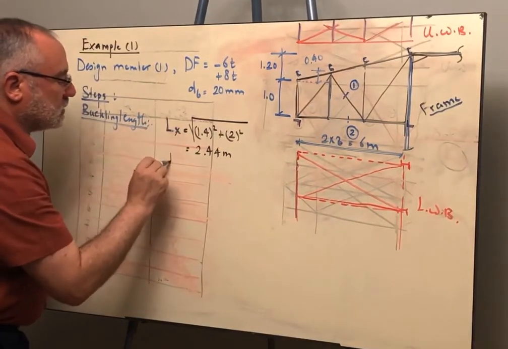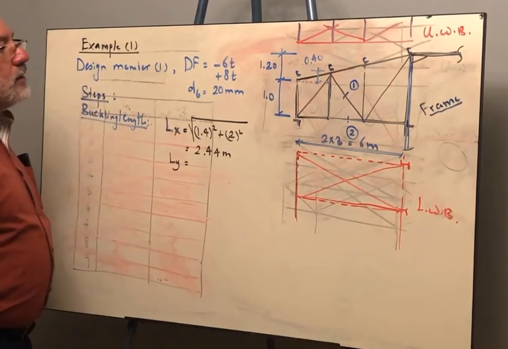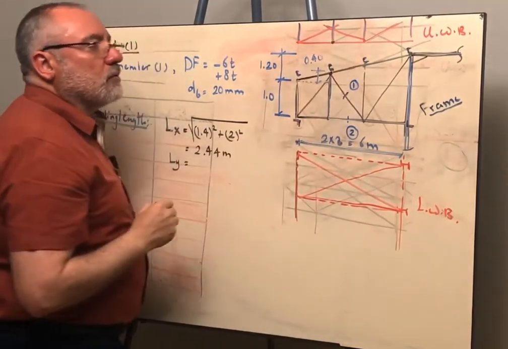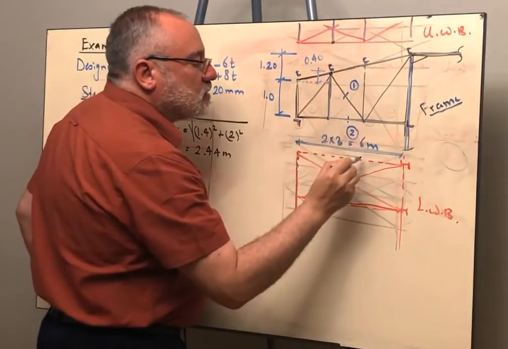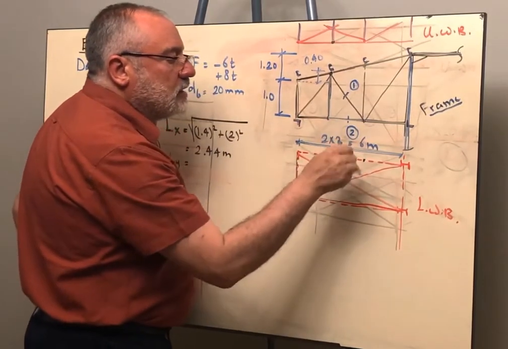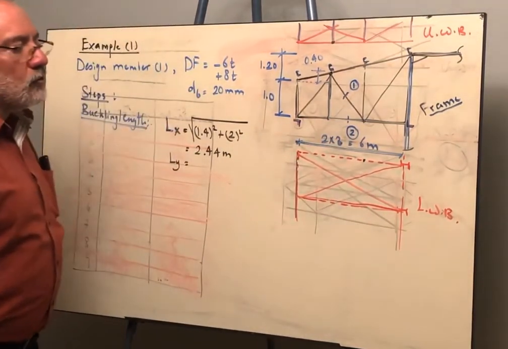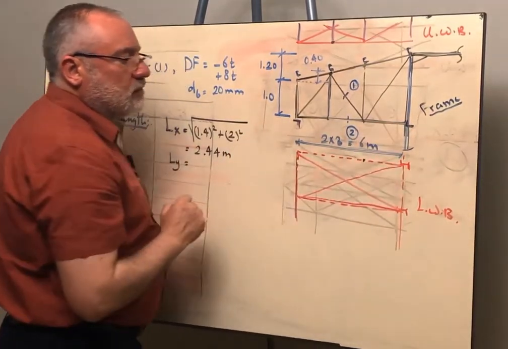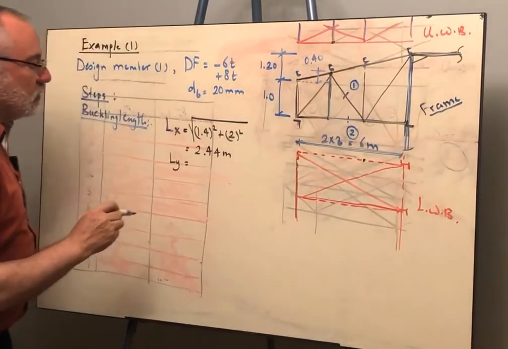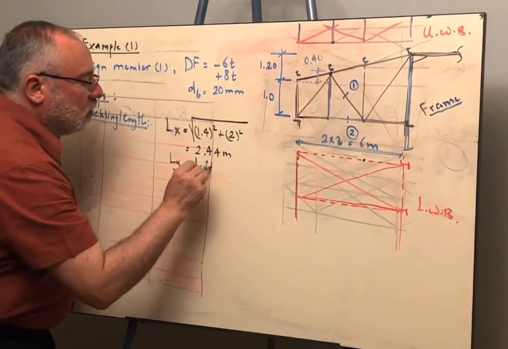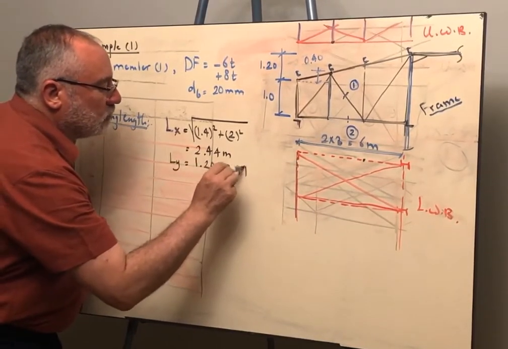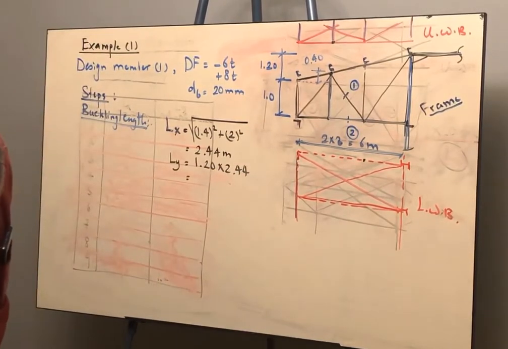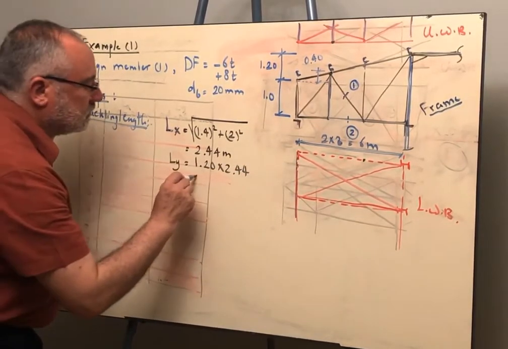This is Lx. For Ly, this point is braced in the out of plane because of the effect of the purlin, and this point is here. There is nothing holding this point from movement in the out of plane because we are only having a strut at this position and a strut at this position. Therefore, the length in the out of plane will be 1.2 times 2.44, and if you did this, you will get 2.93 meters.